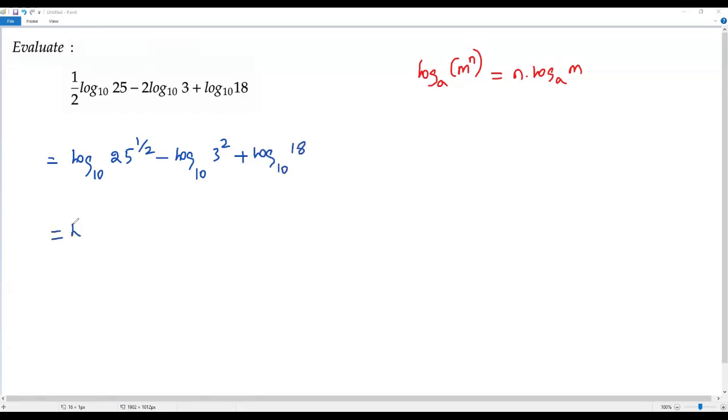Now log base 10, this 25 can be written as 5 squared raised to the power of 1/2, negative log base 10 of the value of 3 square, which is 9, positive log base 10 of 18.